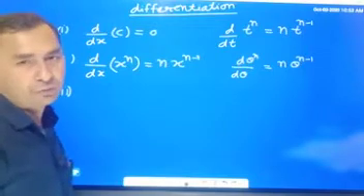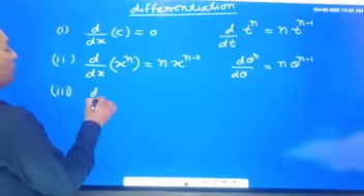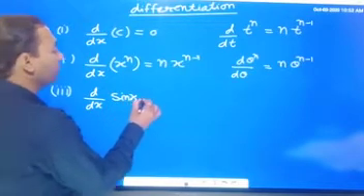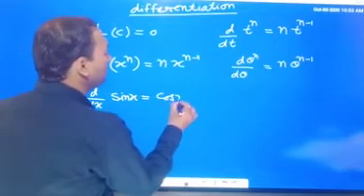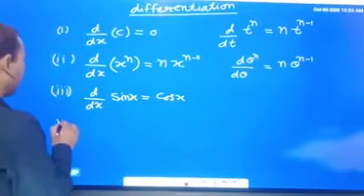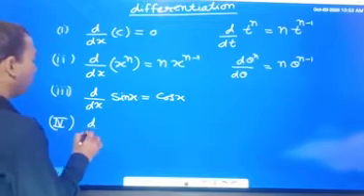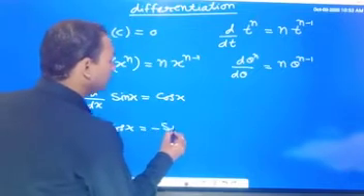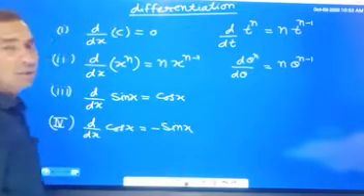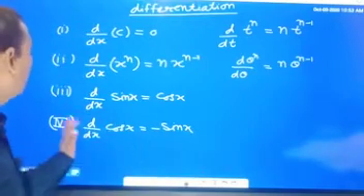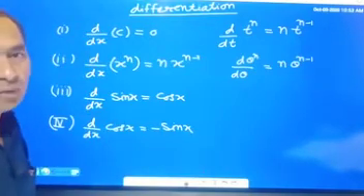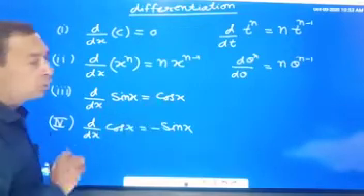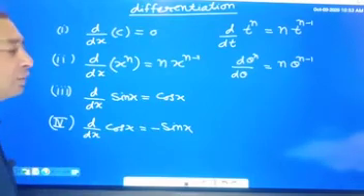Differentiation of some trigonometric functions. Then d upon dx of sin x, differentiation of sin x is cos x, and differentiation of cos x is minus sin x. Differentiation of sin x is cos x and differentiation of cos x is minus sin x. अगर आप sin x का डिफरेंशिएशन करेंगे तो आपको क्या मिलेगा, cos x, और cos x का डिफरेंशिएशन करेंगे तो क्या मिलेगा आपको, minus sin x.